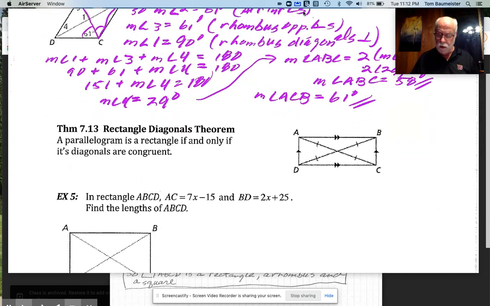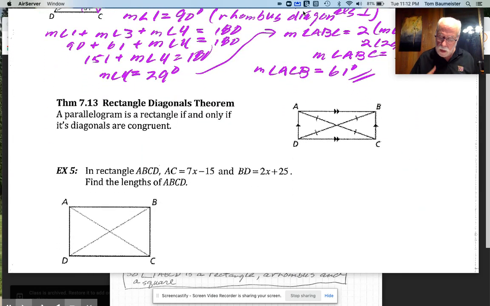Okay, next one, Theorem 7.13. So again, look, we've just done 13 theorems here, and we haven't proven a single one. We're just letting you guys know that they are supposed to be proven. Again, you would be having to do this if it was a regular year.